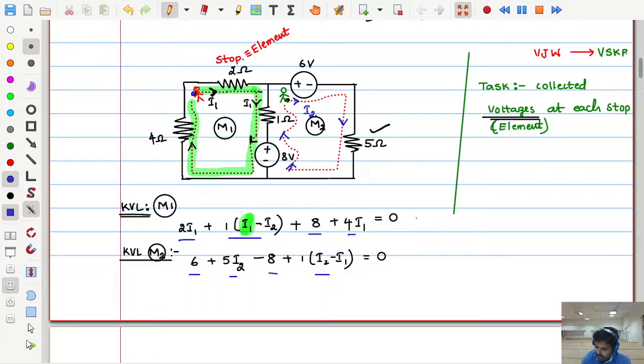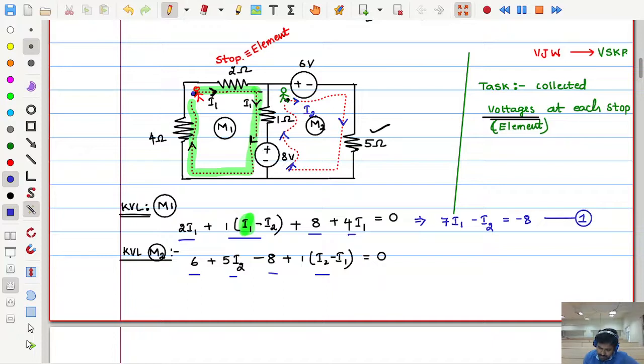What extra work we need to do in mesh analysis is to group all the I1 and I2 terms together. 2I1 plus 1, 3I1 plus 4, 7I1. Next, how many I2s are there? Minus only one I2 is equal to minus 8. This is equation number 1.